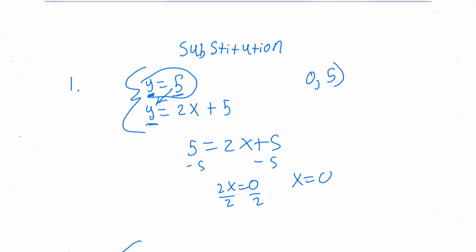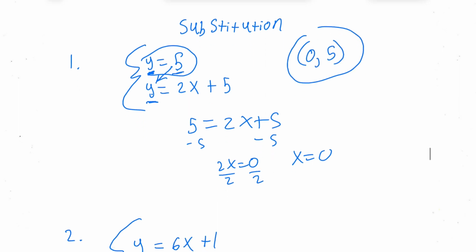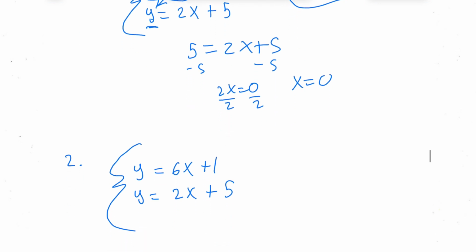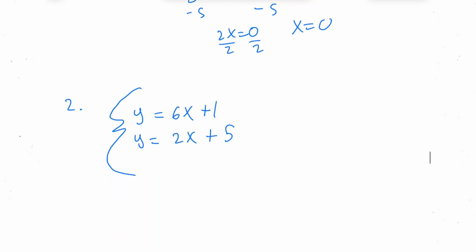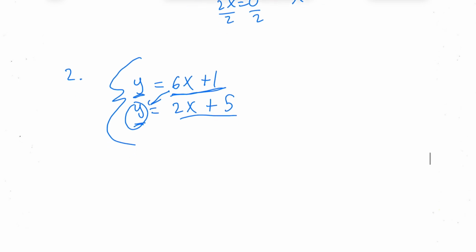All right, that's a really easy one. Sometimes it'll be something like this, where you have y and y, but they're both equal to equations. So again, same idea. Y here is equal to y here, so it means 6x plus 1 is equal to this y as well. So we can just go ahead and plug that in. We'll get that 6x plus 1 is equal to 2x plus 5.